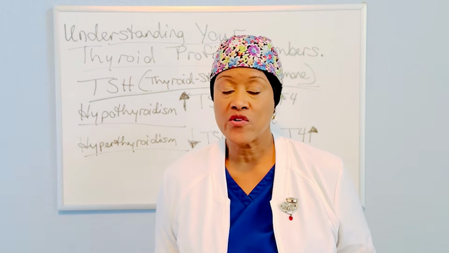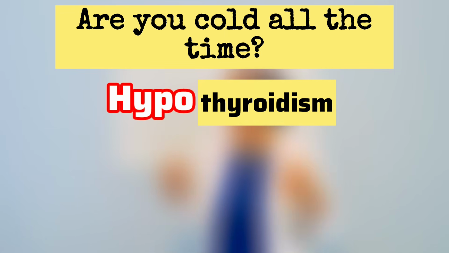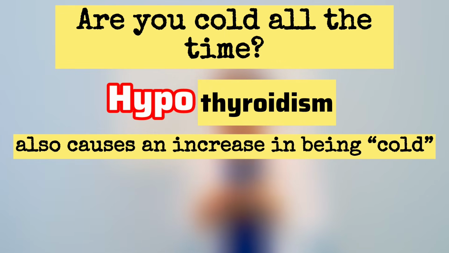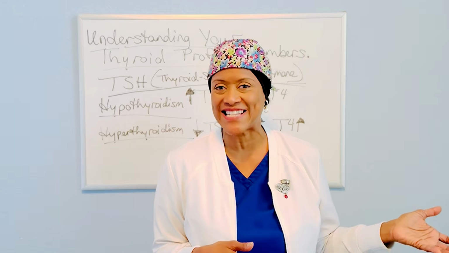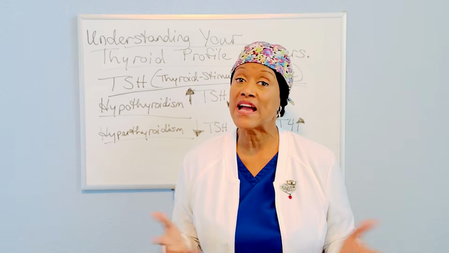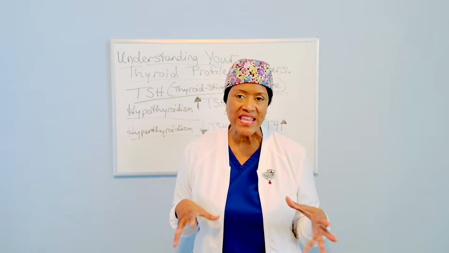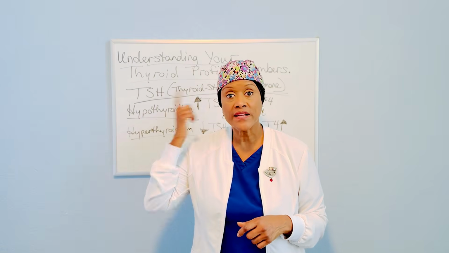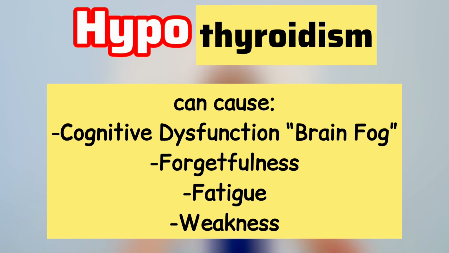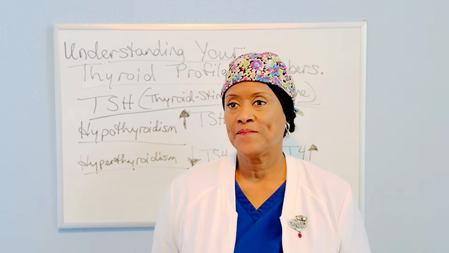Cold sensitivity. Are you cold all the time? You're putting on a sweater when everybody's burning up. Like, why do you have that sweater on? It's 75 or 80 degrees outside. Well, it's because the thyroid is malfunctioning. I told you about the fatigue, the weakness, the cognitive function. Hypothyroidism affects everything. If you have brain fog, if you're forgetful, or things are just not coming together, and you're feeling like, oh man, I can't get it together, you might want to check out that thyroid.